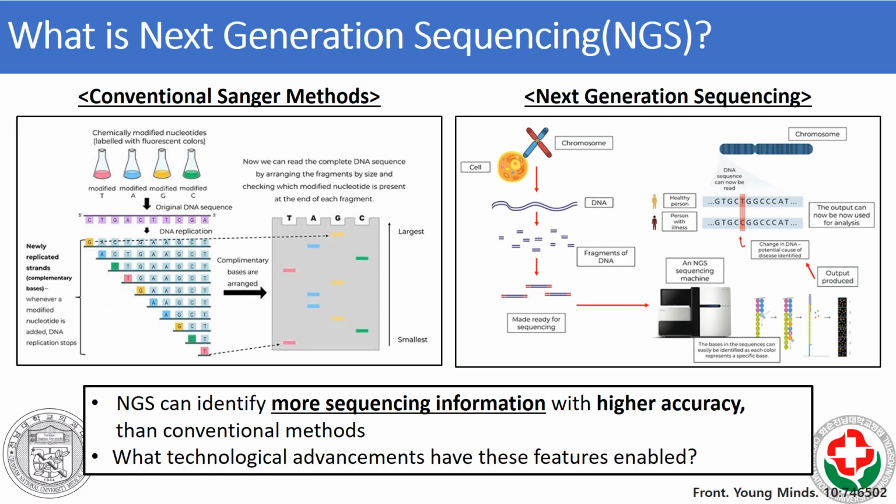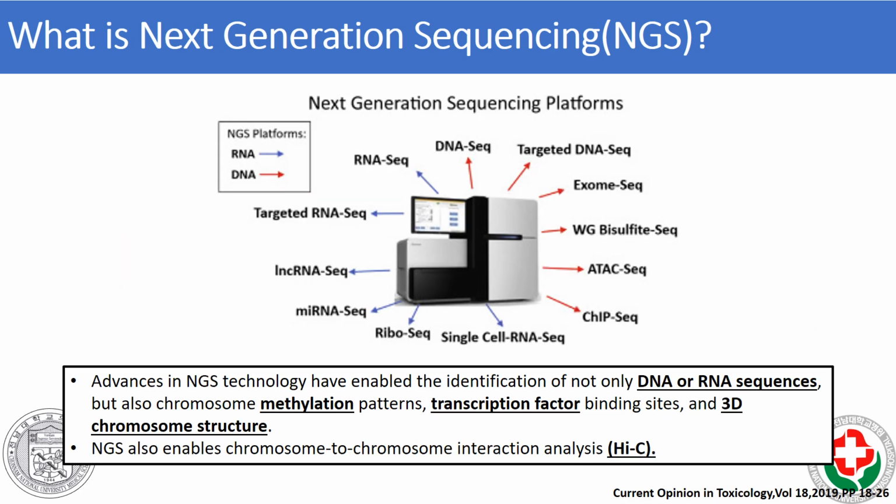As you all know, traditional Sanger sequencing is very accurate but cannot read long DNA sequences. NGS, on the other hand, can read millions of DNA fragments in parallel. Because of this, NGS gives us deeper coverage, higher sensitivity, and a broader view of the genome and transcriptome. Today, NGS is not limited to DNA sequencing. Using different NGS-based methods, we can measure gene expression, DNA methylation, transcription factor binding, and 3-dimensional chromatin structures.